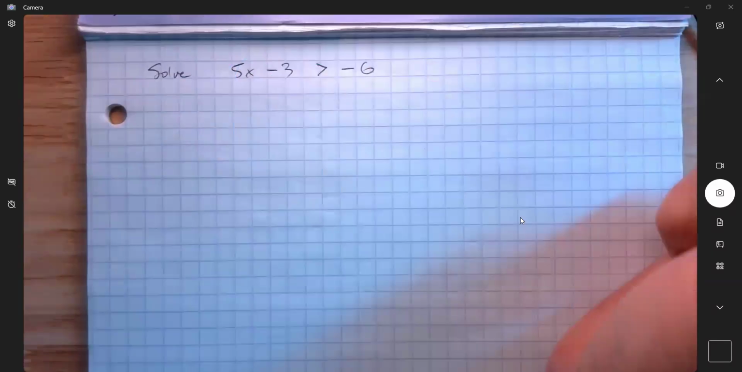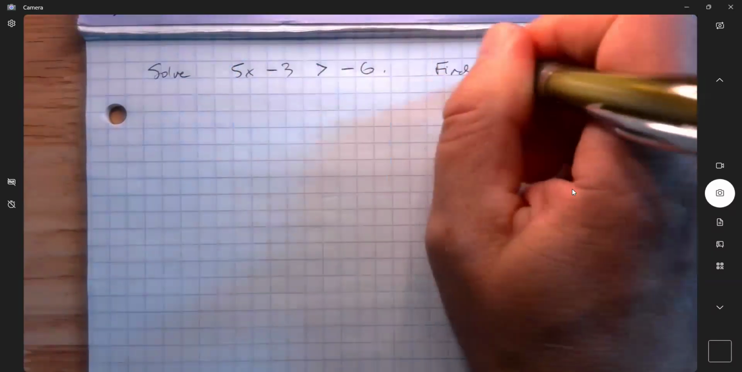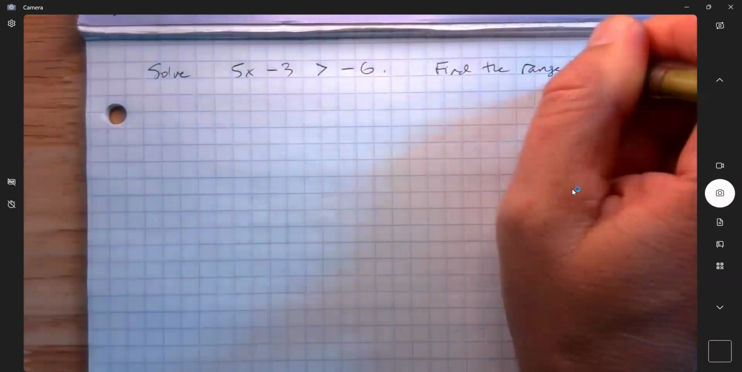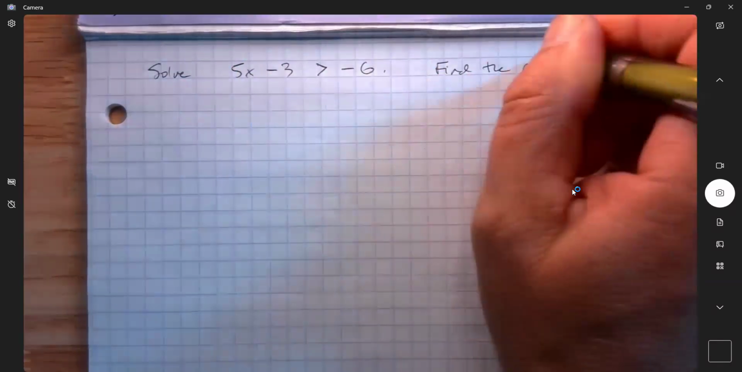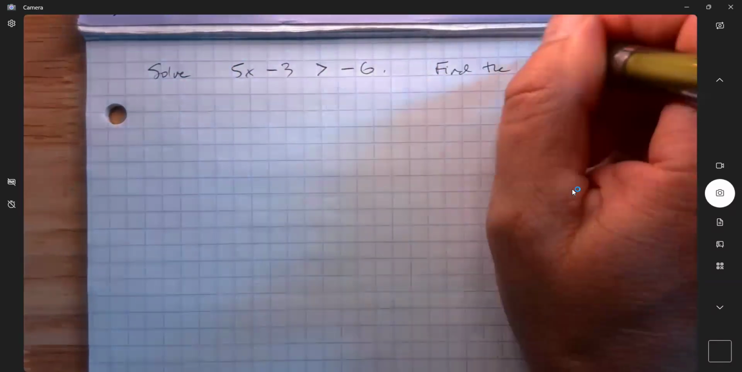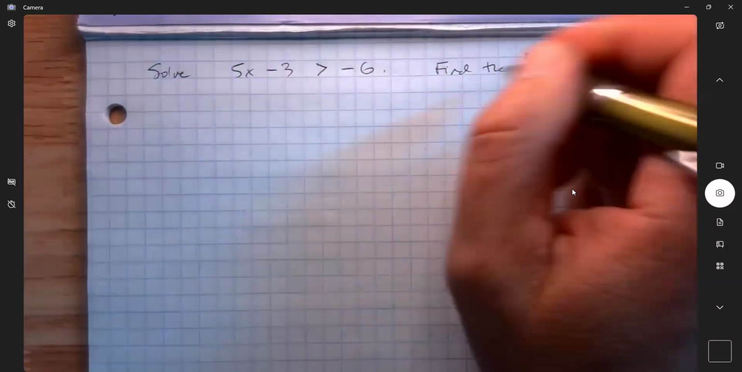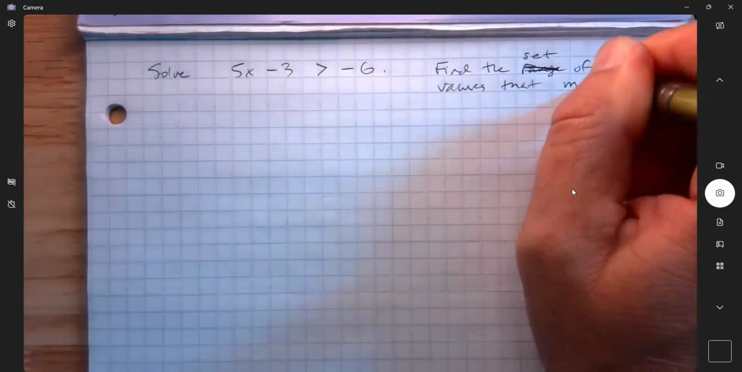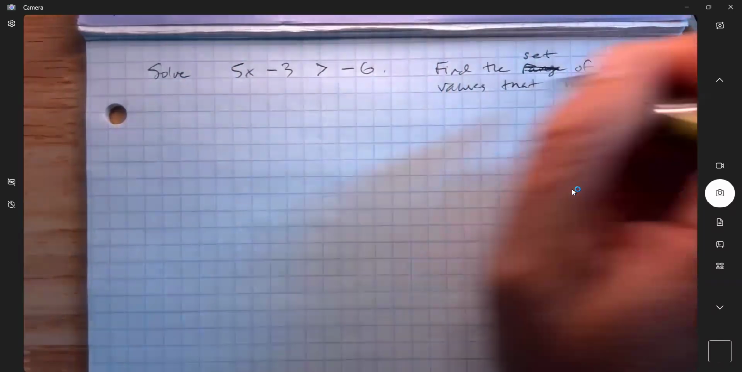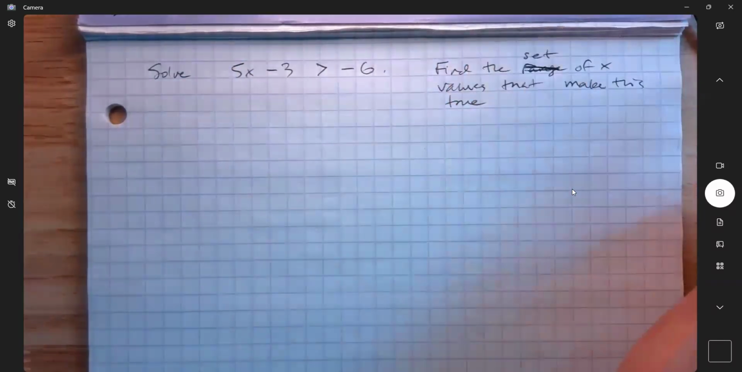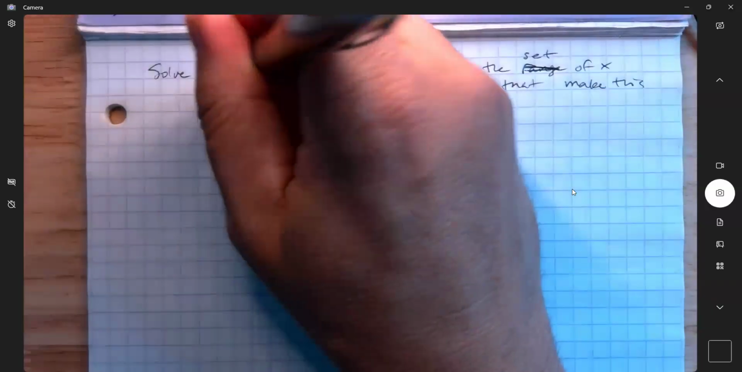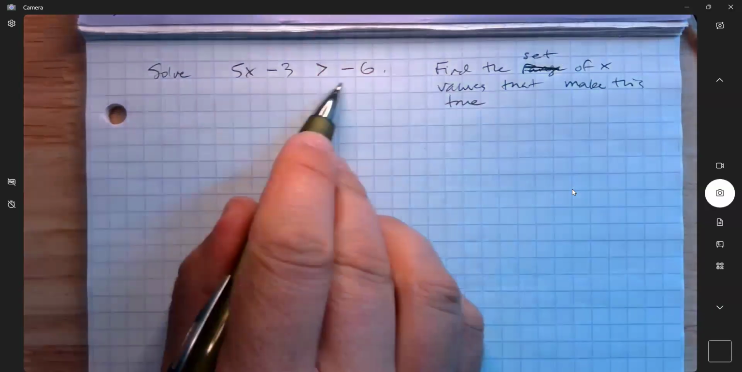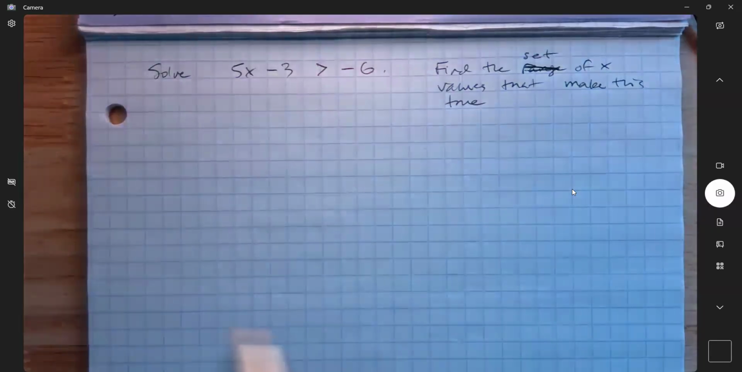So what that means is find the set of x values that make this statement true. We use the word range in a different way. It's not going to be a single x because there's a lot of values where you can do this arithmetic and still be less than -6.